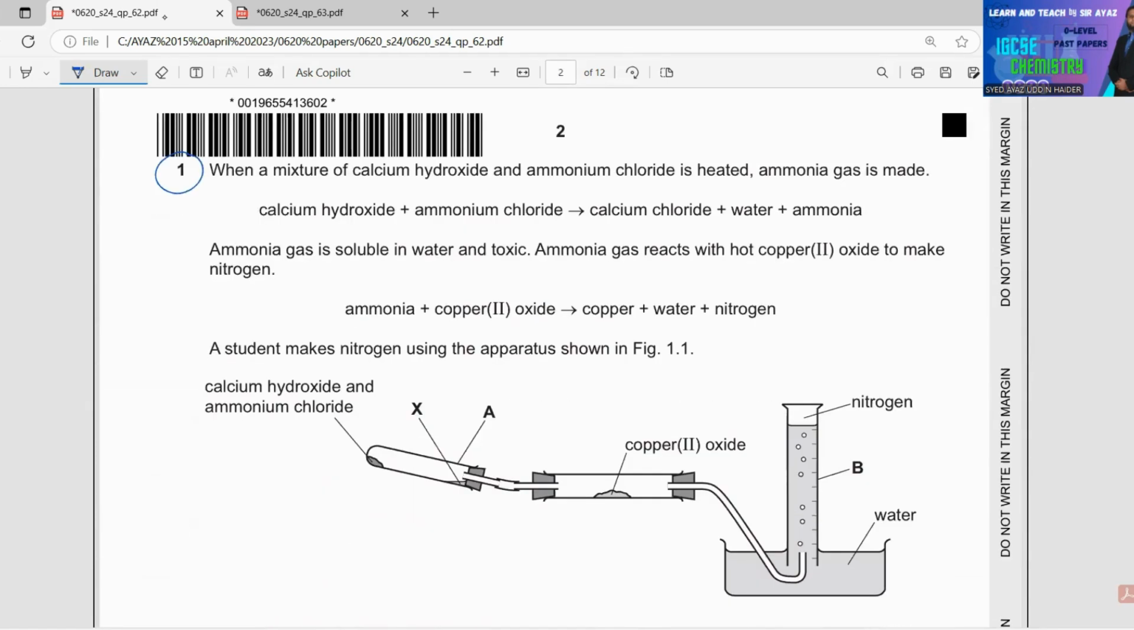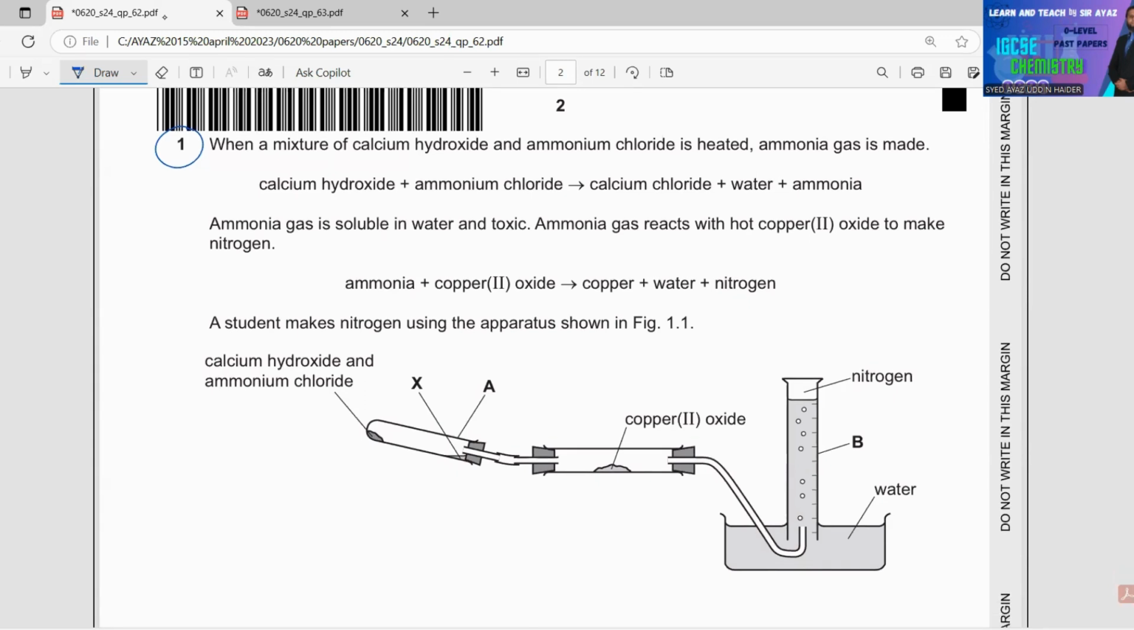Question number 1. When a mixture of calcium hydroxide and ammonium chloride is heated, ammonia gas is made. Calcium hydroxide plus ammonium chloride gives calcium chloride plus water plus ammonia. Ammonia gas is soluble in water and toxic. Ammonia gas reacts with hot copper 2 oxide to make nitrogen. Ammonia plus copper 2 oxide gives copper plus water plus nitrogen. A student makes nitrogen using the apparatus shown in figure 1.1.